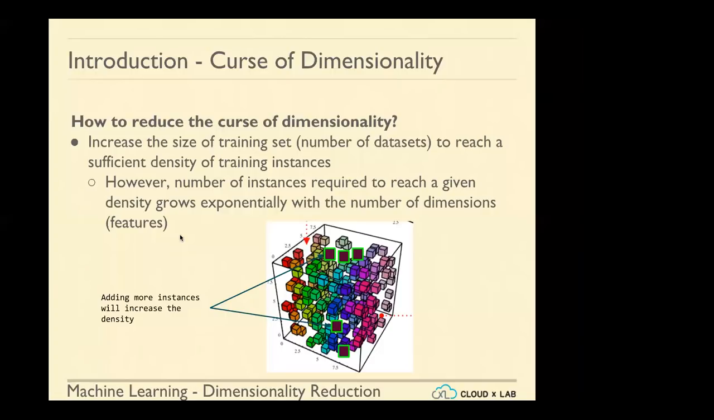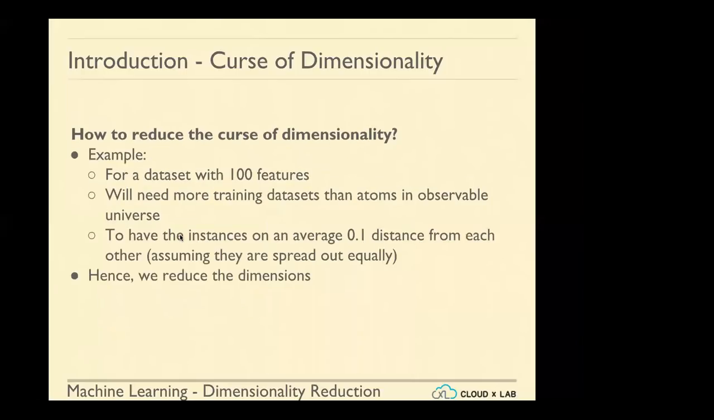that's hardly something that can solve the problem, because the number of instances required to reach a given density grows exponentially with the number of dimensions. Say we want 10 numbers in every dimension. If you have 3 dimensions, you will need 10 cube. If you have 4 dimensions, you will need 10 to the power 4 instances, and so on. So on every increase in the dimension, the growth of need in the instances is exponential. For a data set with 100 features, we'll need more training instances than atoms in the observable universe.